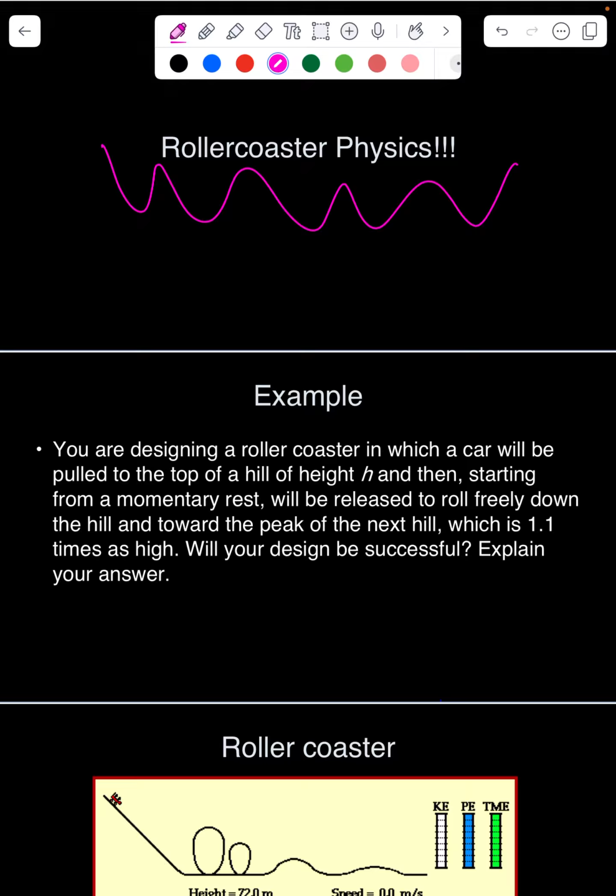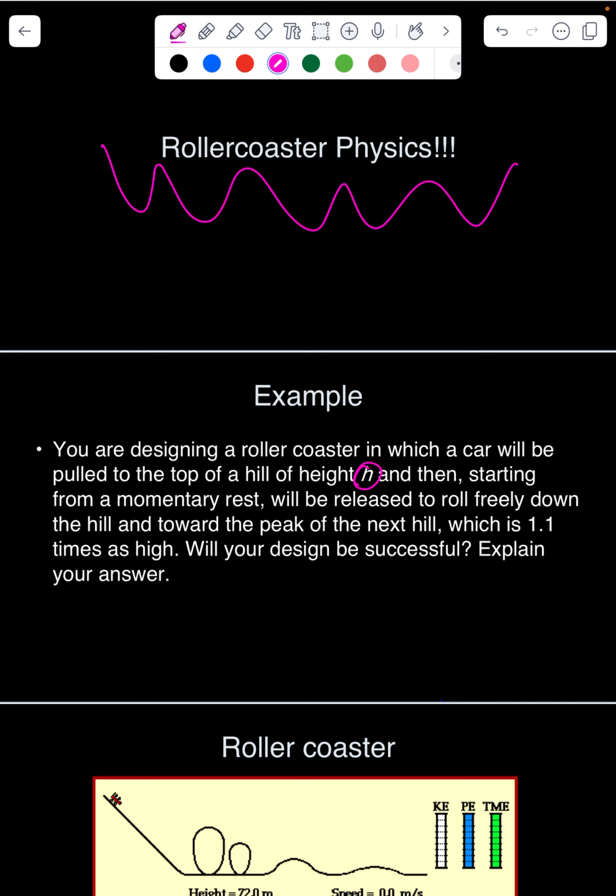If we're designing a roller coaster in which a car will be pulled to the top of a hill of some height h, and then starting from a momentary rest will be released to roll freely down the hill and toward the peak of the next hill, which is 1.1 times as high as that first height, will your design be successful?